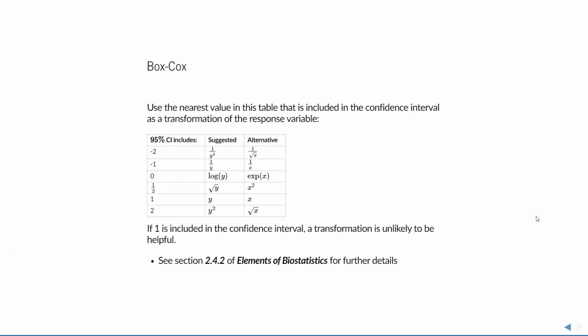For further details about transformation, see 2.4.2, particularly about Box-Cox. And for the visual diagnostics, see 2.3. And that is all for this mini lecture.